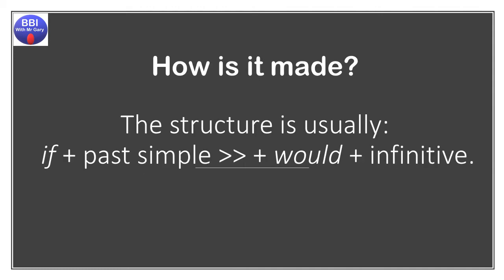Let's look at the grammatical structure of the second conditional. The structure is usually if plus the past simple plus would plus the infinitive. The infinitive is the base form of the verb. You might know this as verb 1.